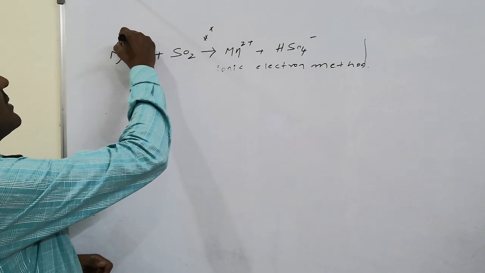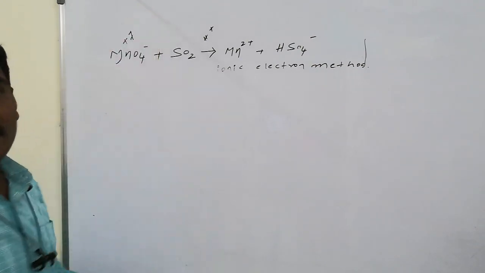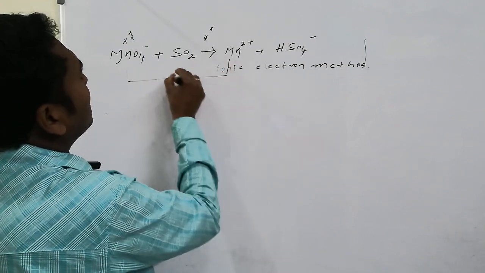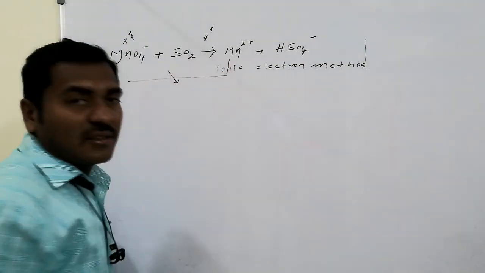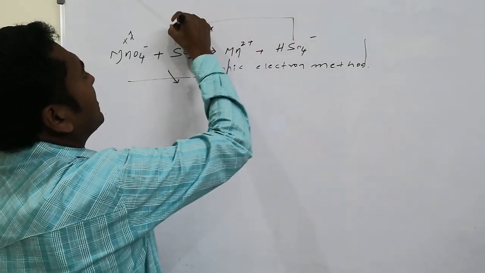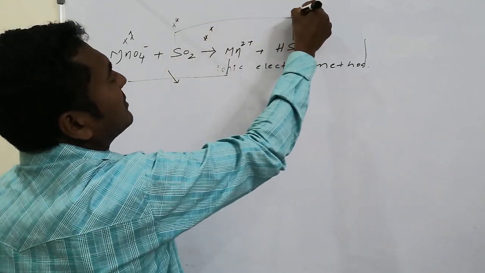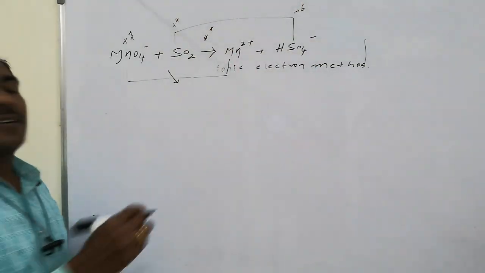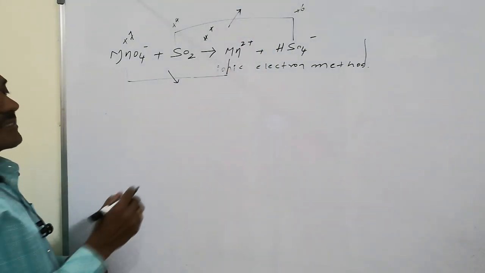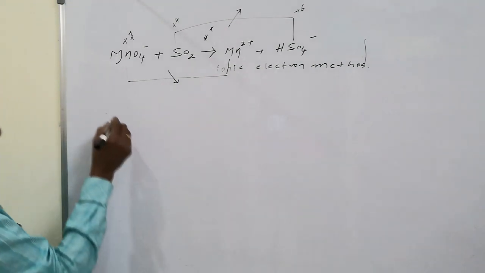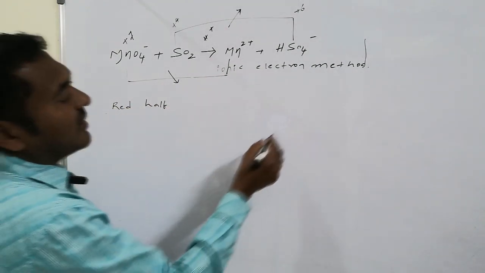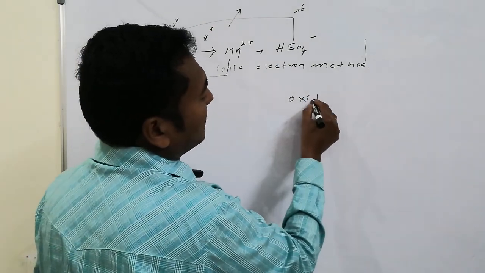Here, manganese is maintaining an oxidation number of +7 in the starting material and is converted to +2. That fall in oxidation number is said to be what? Reduction. Whereas in sulfur dioxide, sulfur maintains +4 oxidation state and now it is present with +6 oxidation state in the product. Hence this increment in oxidation number is known as what? Oxidation. Now we have to divide this into two halves, that is the reduction half reaction, and the oxidation half reaction.